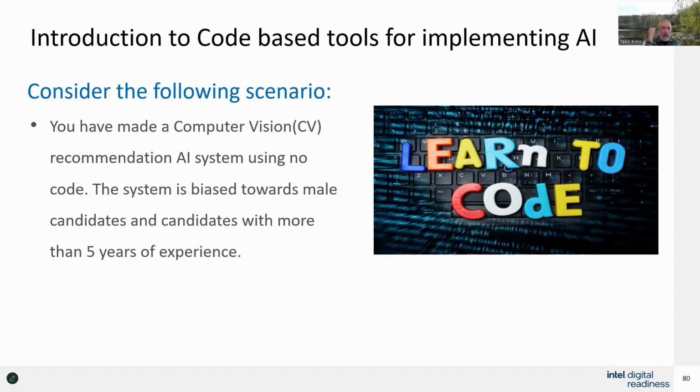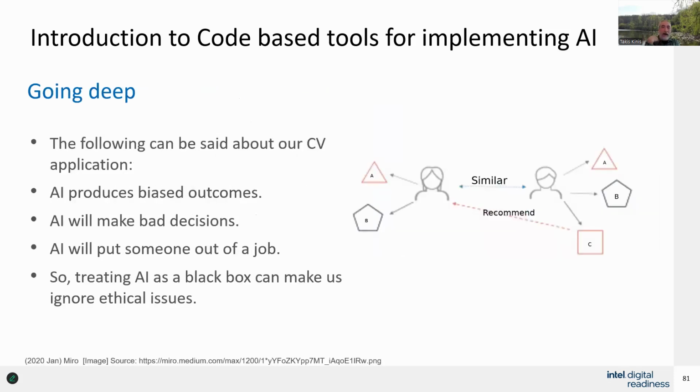You've made a computer vision recommendation AI system using no code. The system is biased towards male candidates and candidates with more than 5 years of experience. Now, this sounds like that job thing, right? Totally. All right, so the following can be said about our computer vision application. AI produces biased outcomes. It can, depending on the data that we're feeding in. So if we're putting bad data in, that creates biased outcomes, it's going to make bad decisions that might put somebody out of a job or never get the job in the first place.